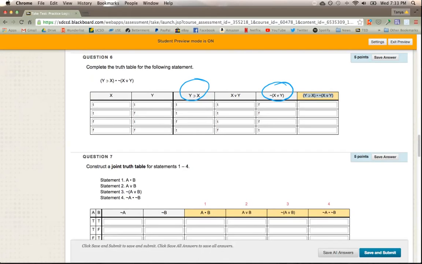So are there any rows where both parts, both conjuncts are true? Row 1, we've got TF. Row 2, it's TF. Row 3 is FF. Here we have it. Here's row 4. That's a TT row. So it's only on row 4 where this will be true.